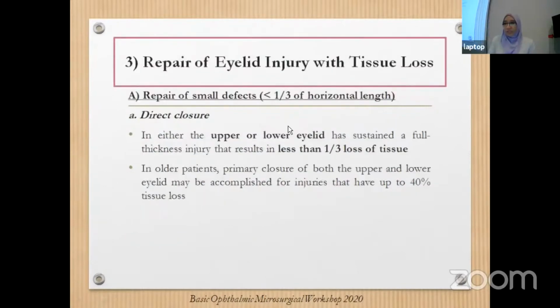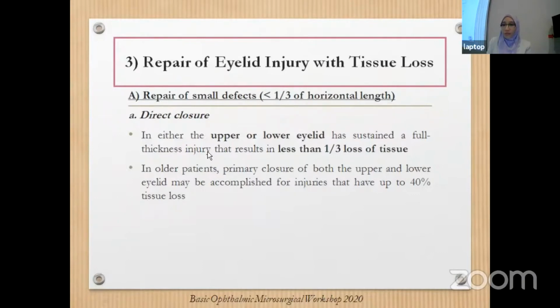Okay, for eyelid injury with tissue loss, it depends on the defect. It can be divided into a small defect, which is less than 1/3 of the horizontal length. Horizontal length means from the medial canthus to the lateral canthus. So less than 1/3 is considered a small defect, and we can do direct closure.